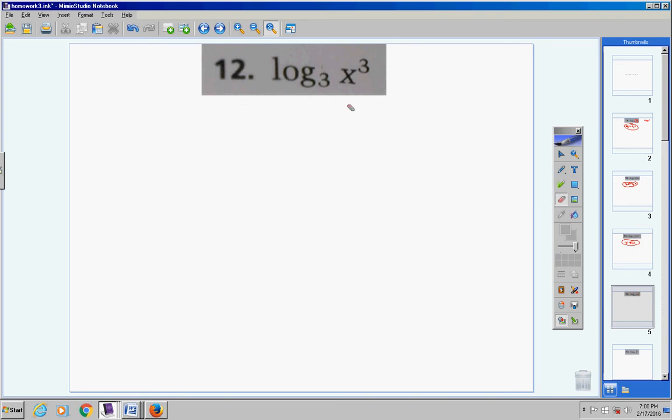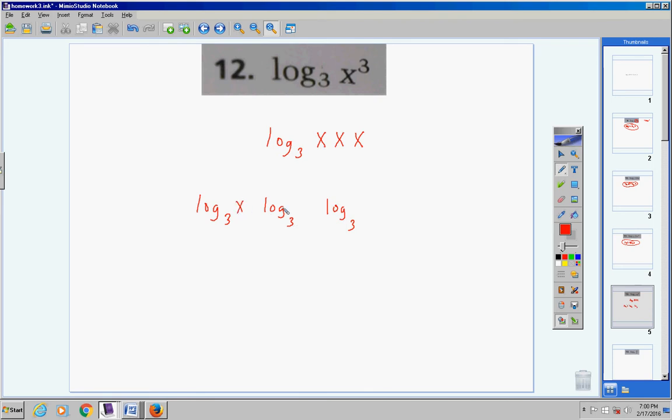Some of you might have said, oh, Mr. Earhart, it's x cubed, so you really have x times x times x. Okay, no problem. I have no problem with that. It's going to be longer doing it this way, but that's fine. How many things am I multiplying? 3. 3 logarithms.